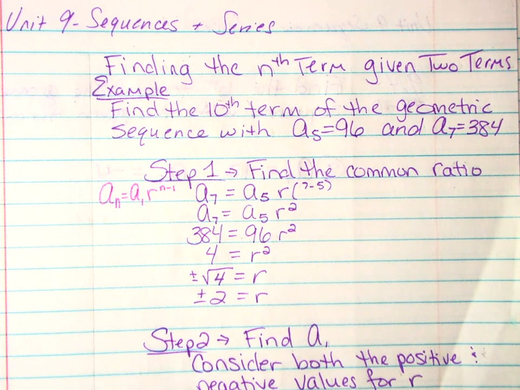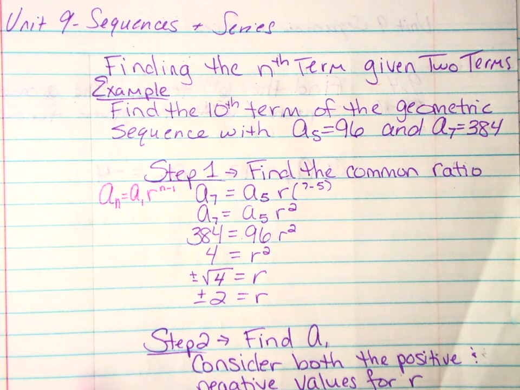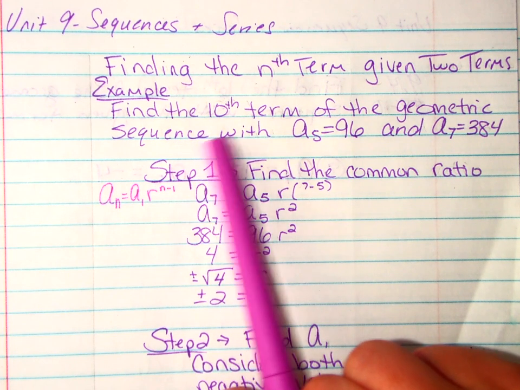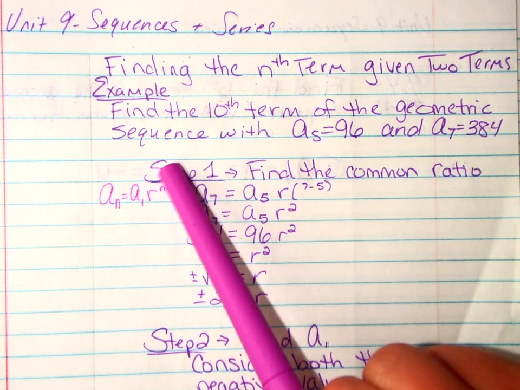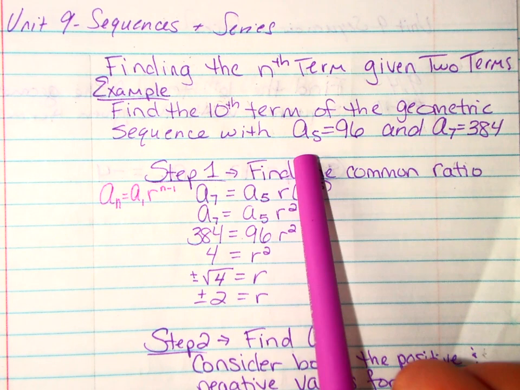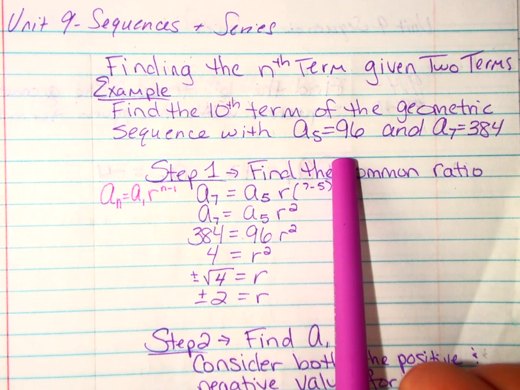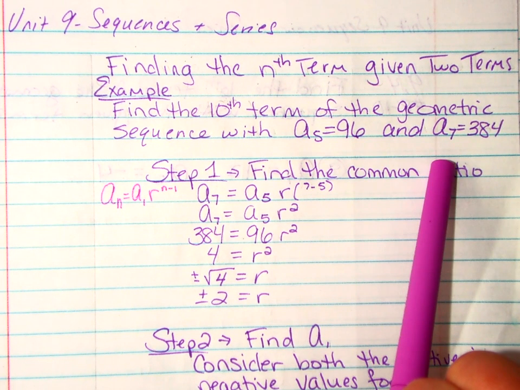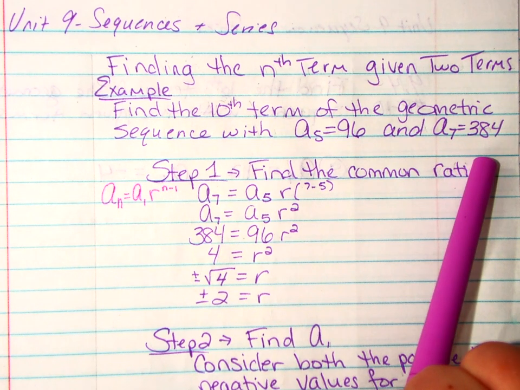Good morning, guys. Today we are going to talk about geometric sequences and series and finding the nth term given two terms. So our example here says find the 10th term of the geometric sequence with a sub 5 being 96 and a sub 7 being 384.